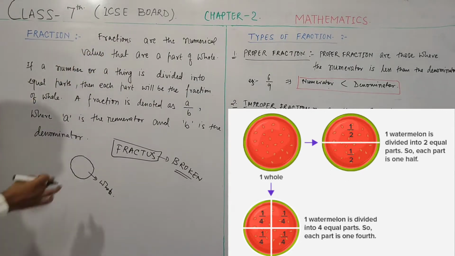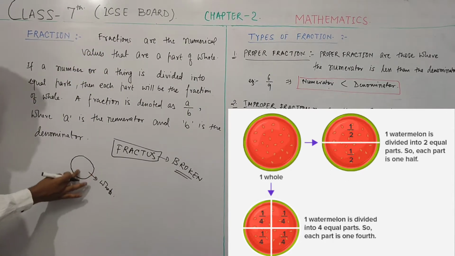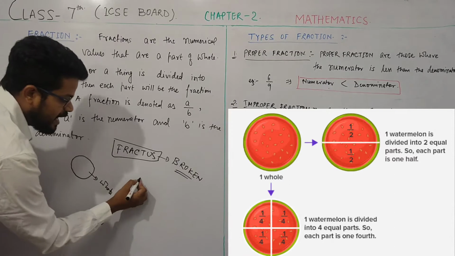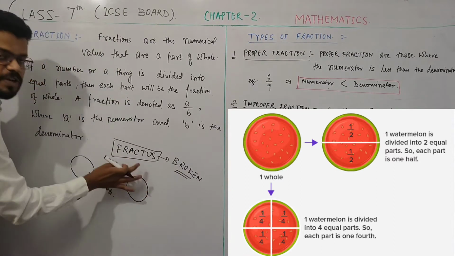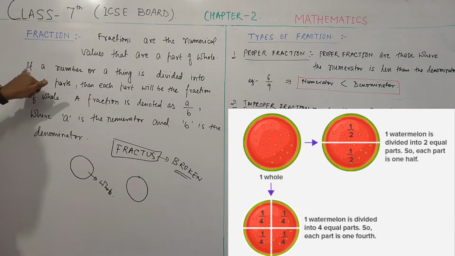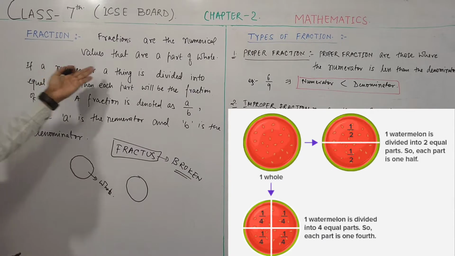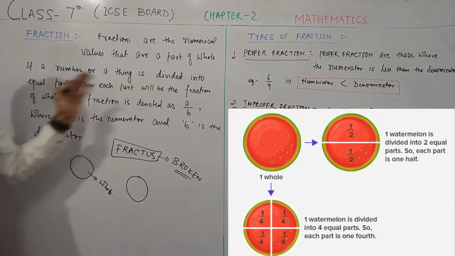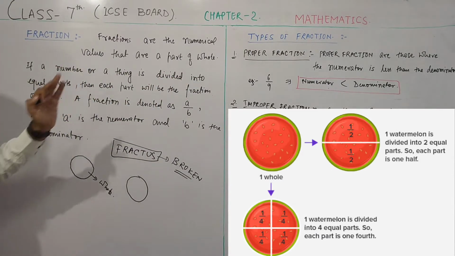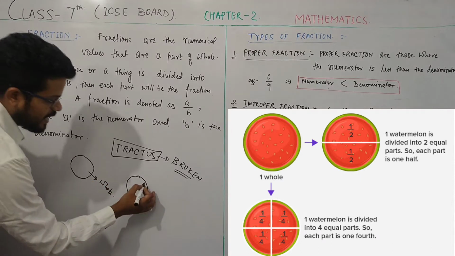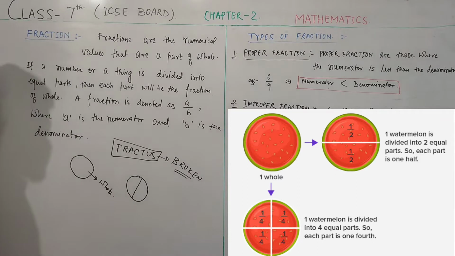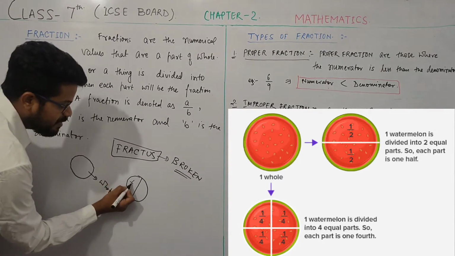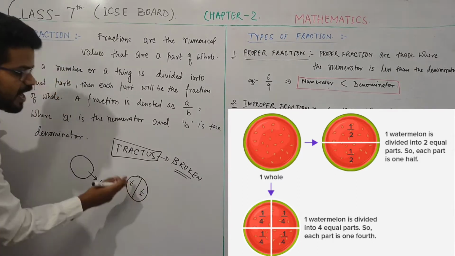A fraction is basically a part of this whole. If I have a cake, a fraction is a part of this whole. Now come to the next. If a number or a thing is divided into equal parts, let us assume there is a cake and I divide it into two parts, this is 1 by 2, half part.